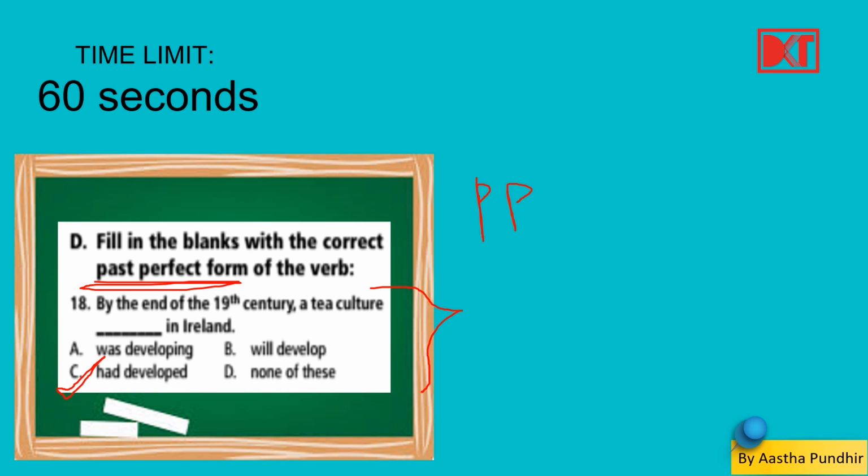Here, a tea culture dash in Ireland. So we are talking in third person. So we use had plus the V3 form of develop, which is developed. Alright. Now the others you see here, was developing, this is the ing form. And in B we're using will, which is for the future. So both of these are incorrect.